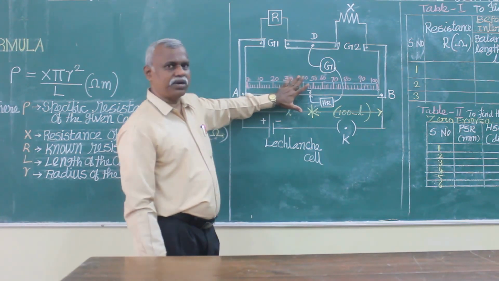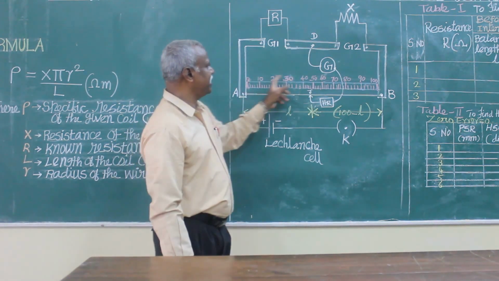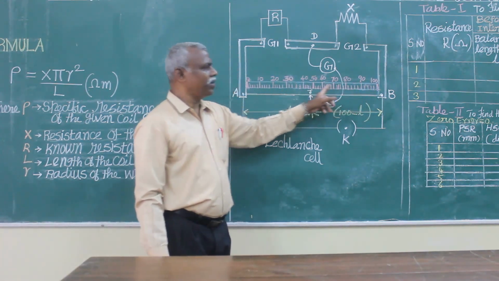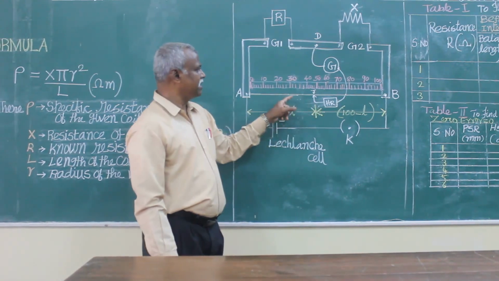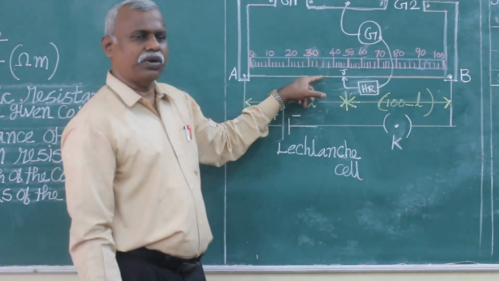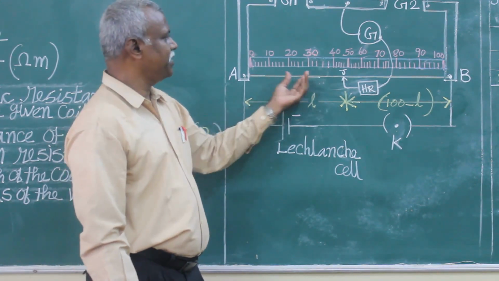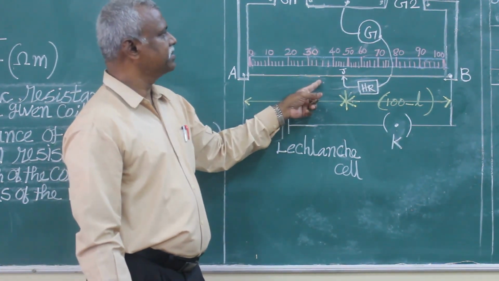Here you have the wooden board. On the wooden board you have the meter scale of 1 meter. Then here you have the magnet wire. This is also 1 meter in length.